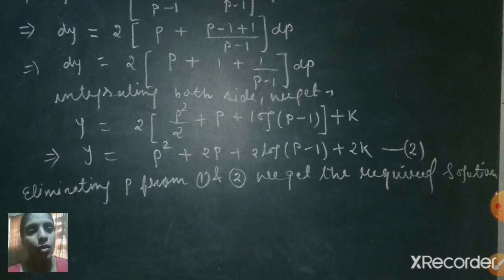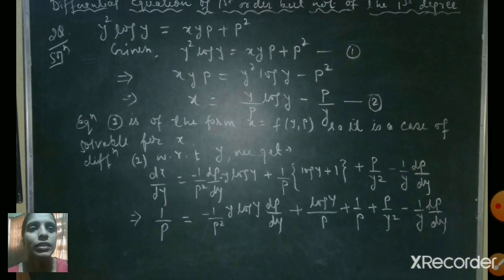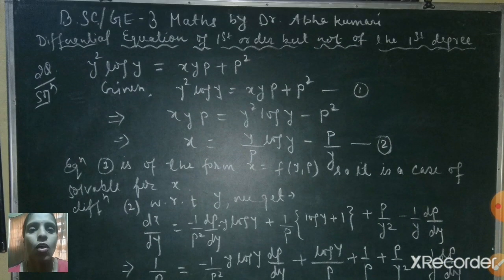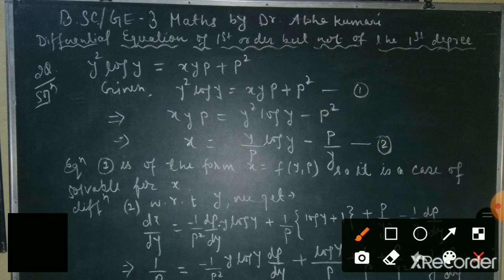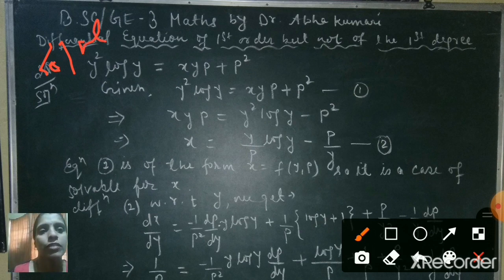Let us see one more problem of this type. So the question is: solve y square log y equals xyp plus p square. Okay, here it is. Solve y square log y equals xyp plus p square. So let us see the solution part. Now the given equation is y square log y equals xyp plus p square.